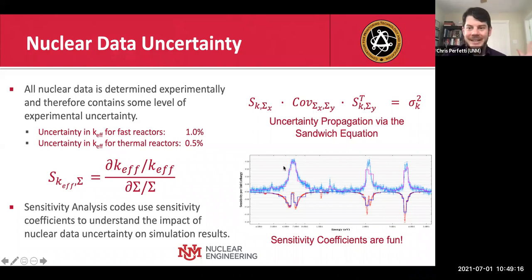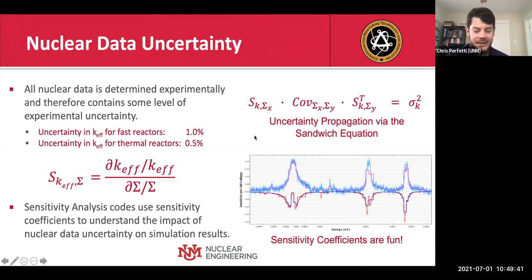So I like to geek out about sensitivities because you can look at them and understand the physics of the system. Like here's an energy self-shielding depression right here, a dip in the sensitivity right there. Here's a peak in the hydrogen sensitivity because it leads to better resonance escape. So sensitivities can tell you a lot about the physics of the system, and they can allow you to propagate the uncertainty in the cross sections.